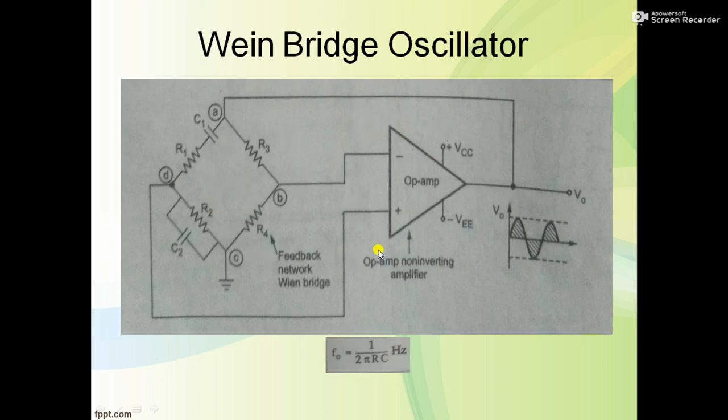In this case, there is no phase shift between the input and output of the op-amp, and no phase shift is produced by the Wien-Bridge oscillator. So according to the Barkhausen criterion, the total phase shift around this loop is 0 degrees.